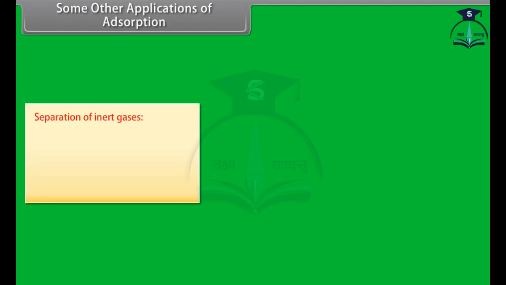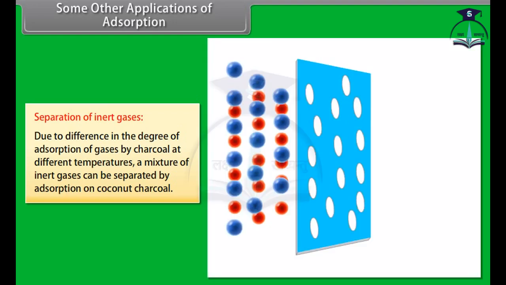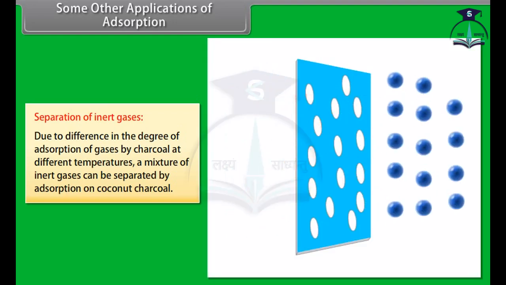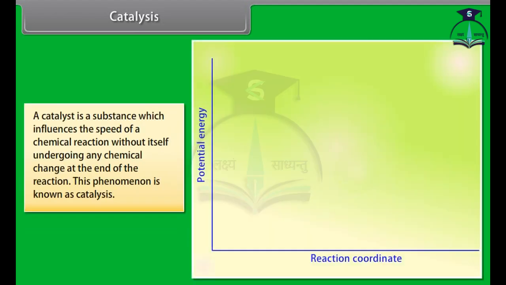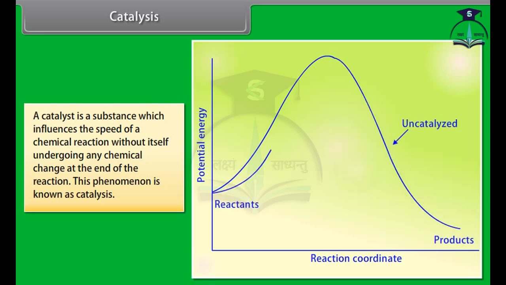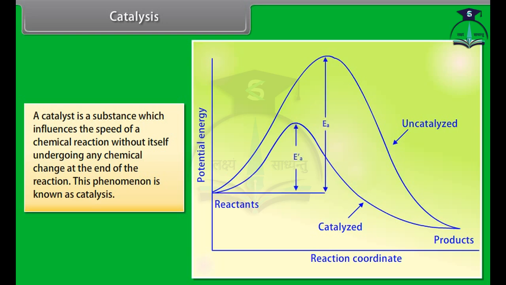Separation of inert gases. Due to difference in the degree of adsorption of gases by charcoal at different temperatures, a mixture of inert gases can be separated by adsorption on coconut charcoal. Catalysis. A catalyst is a substance which influences the speed of a chemical reaction without itself undergoing any chemical change at the end of the reaction. This phenomenon is known as catalysis.